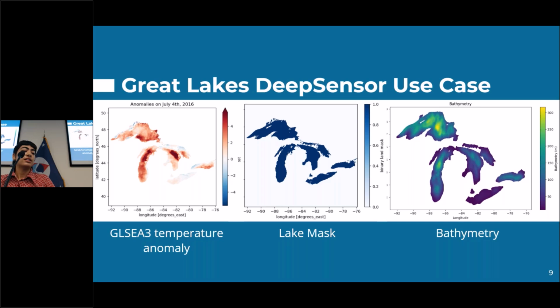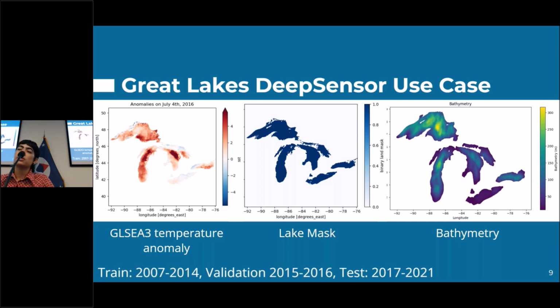So onto training the model, we reserved 2007 to 2014 for training, used 2015 and 16 during the training process to validate that the model is becoming more accurate. And then 2017 to 2021 was used to make predictions. So this train, validation, and test is a very common way to split up data in machine learning.